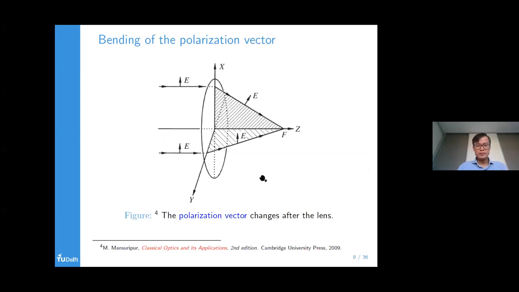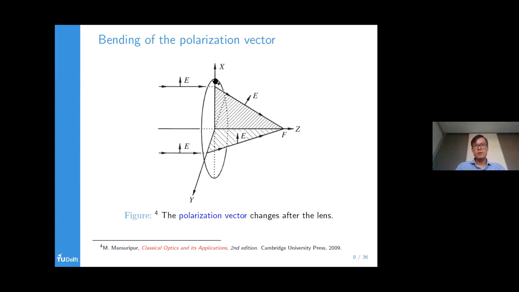So in this figure, this circle is the aperture of an imaging system, and F is the focal point. The numerical aperture is the ratio between the aperture radius and the focal length. After passing the lens, this is the polarization vector. This is changed by refraction.